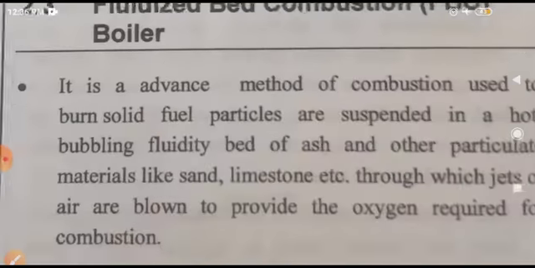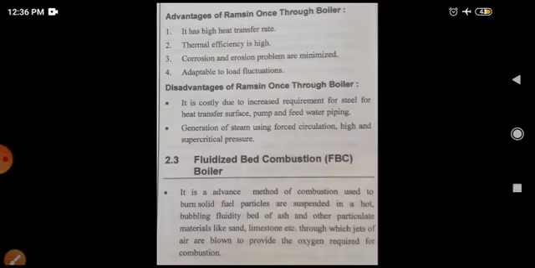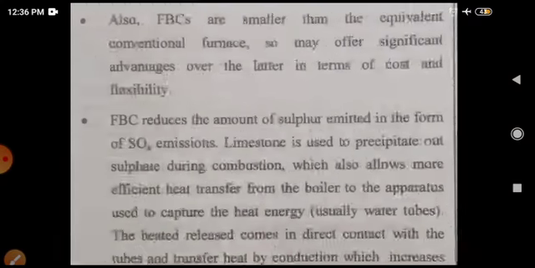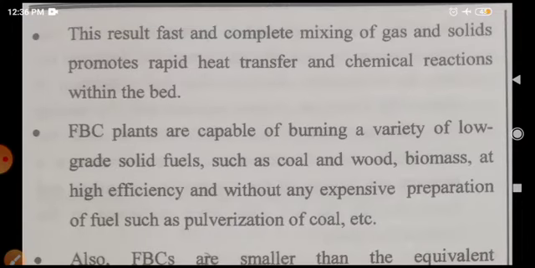In this FBC, the fuel is converted into small particles and fed to the combustion chamber. This results in fast and complete mixing of gas and solid, promoting rapid heat transfer and chemical reaction within the bed. As the surface area of the fuel increases, the efficiency of combustion of that particular fuel improves. FBC plants are capable of burning a variety of low grade solid fuels, even coal, which is a low grade fuel.